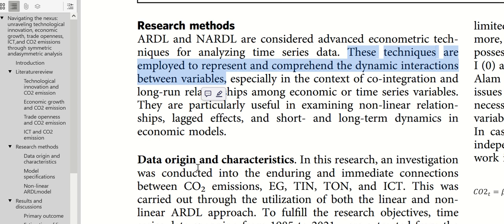Now, in this paragraph, we are going to look at the third step. Look at the core purpose of the method. This one is here, especially in the context of co-integration and the long-run relationship among economic time series variables. Especially in the context of co-integration and long-run relationship. This sentence is very important.